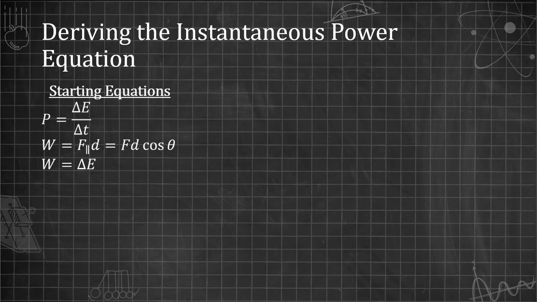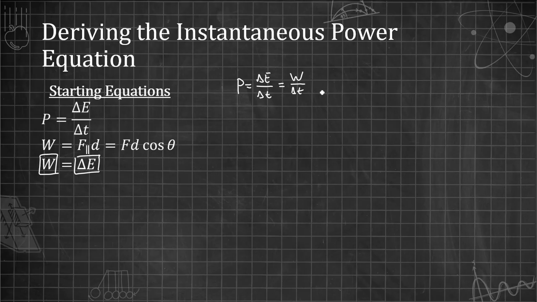So to do this derivation we're going to start with the following equations. Our main equation will be power is the change in energy over time, and then we're going to use work is equal to the force times the distance times cosine theta, and work is also equal to the change in energy. The first thing we'll do is show that power is actually just equal to the work done by something on an object over the change in time.